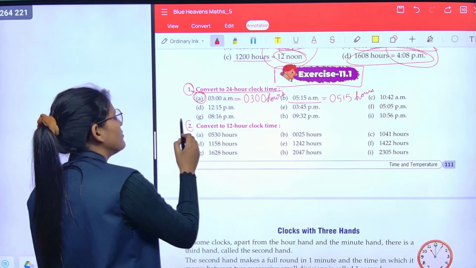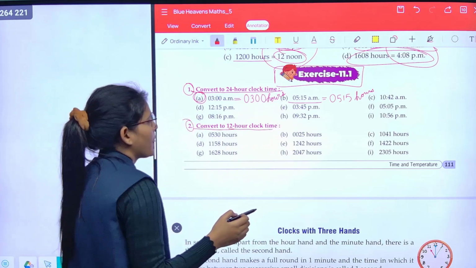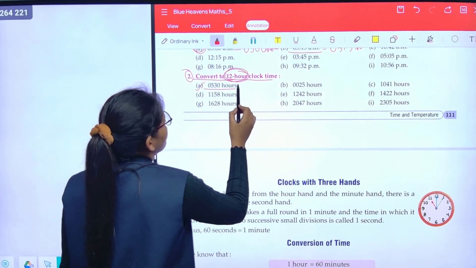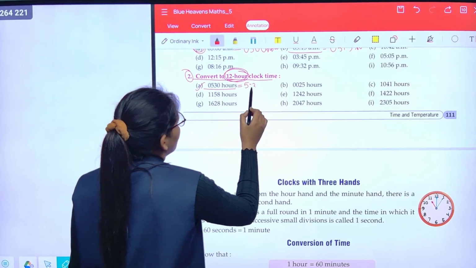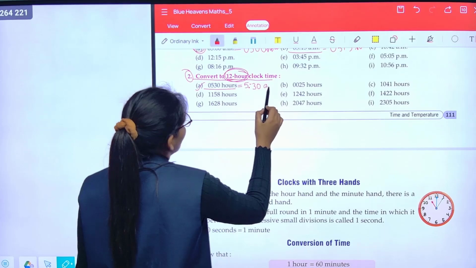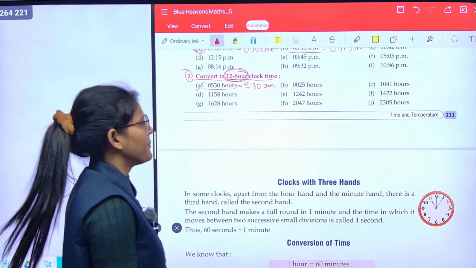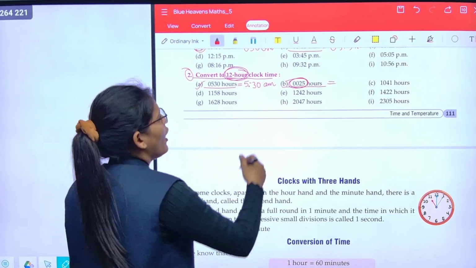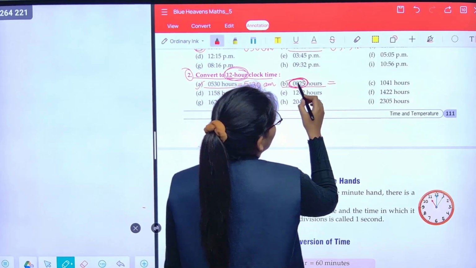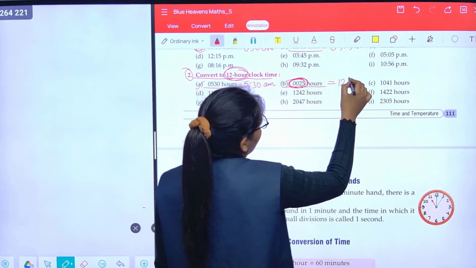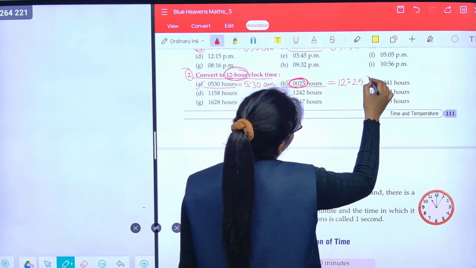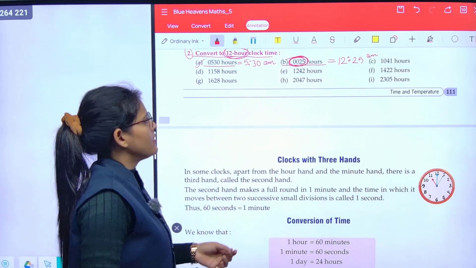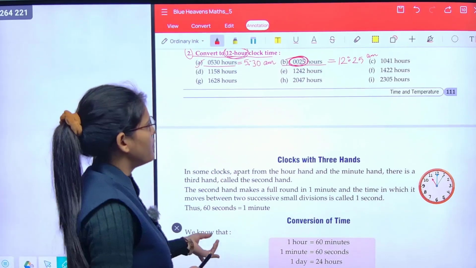Now come to question number 2, convert to 12-hour clock time. Okay, हमें 12 hour में उसको change करना है. Now it is 5:30 AM. क्लास मैंने इसको AM क्यों लिखा? क्योंकि ये less than है 12 से. Because it is less than 12. Now B part is 00:25 hours, so it is 12:25 AM. Understand class? Now rest of the parts do yourself.